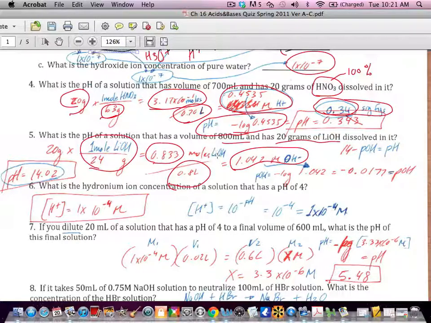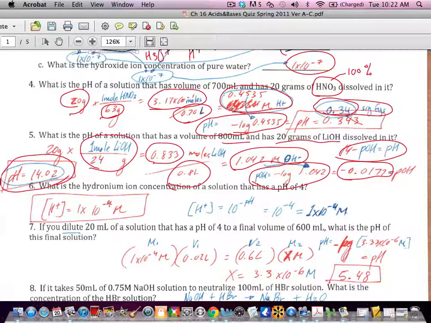Because I'm not really concerned with the lithium, I just want the OH. So we take the pOH equals the negative log of that number, and that's 0.0117. 14 minus the pOH equals the pH, so my pH equals 14.02.